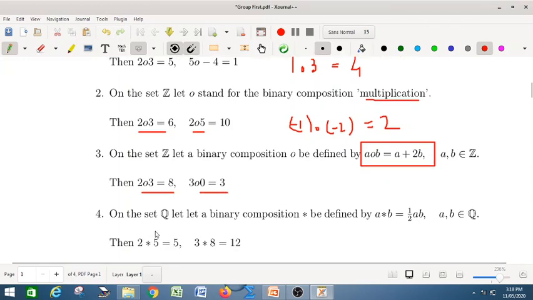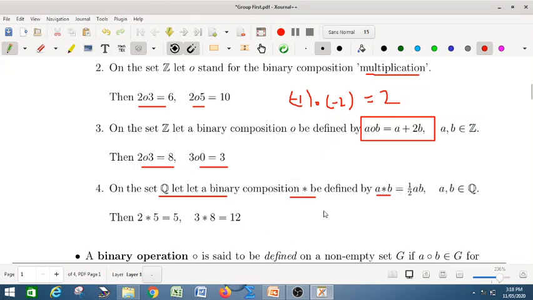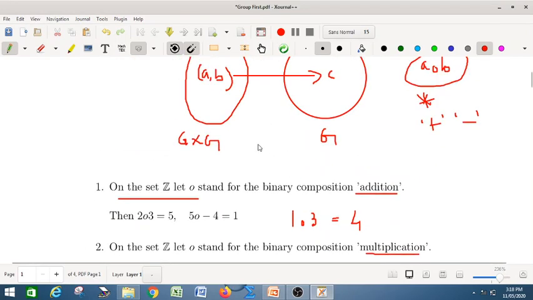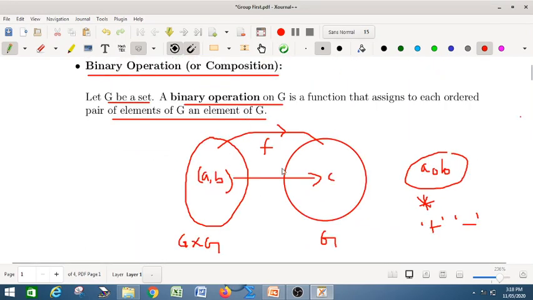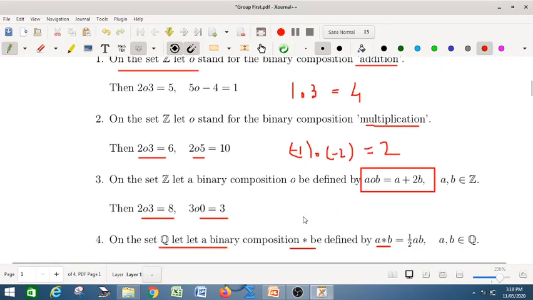Like this. Another, suppose the set of rational numbers Q, the binary composition star is defined by A star B equal to half of AB, where A, B belong to Q. So if you take A equal to 2, B equal to 5, then it will give you 5. 3 star 8 will give you 12. This is how the binary composition works. So this is the definition of binary composition. Binary composition is a mapping from G cross G to G, an ordered pair of elements to a single element in G. That gives you the binary composition, and a lot of examples.